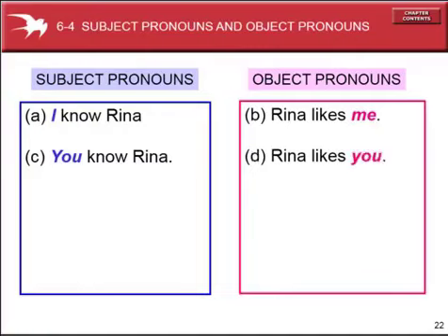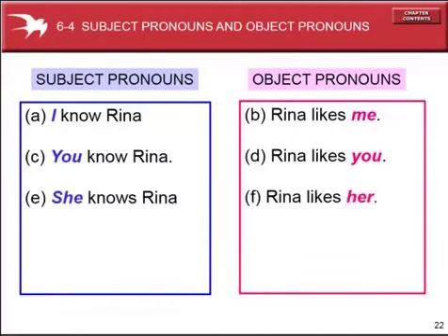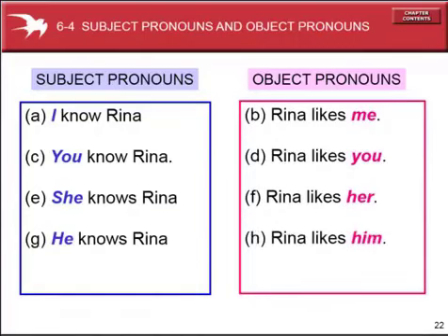You is also the objective form. She knows Rina. She is a subjective form, and Rina likes her. Her is the objective form of she. He knows Rina. Rina likes him. Him is the objective form of he. It is a nice day.